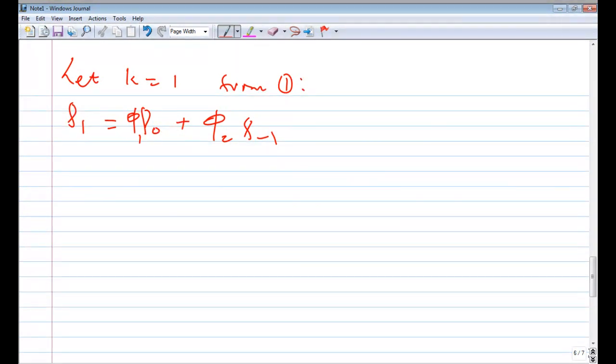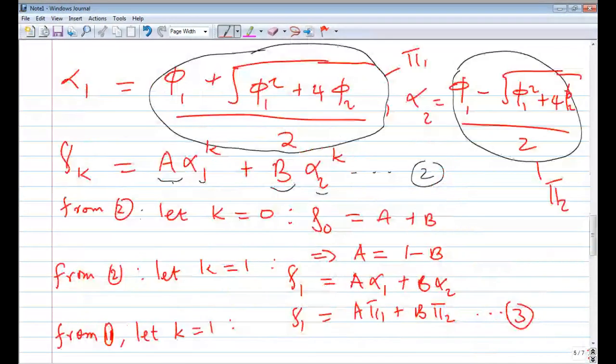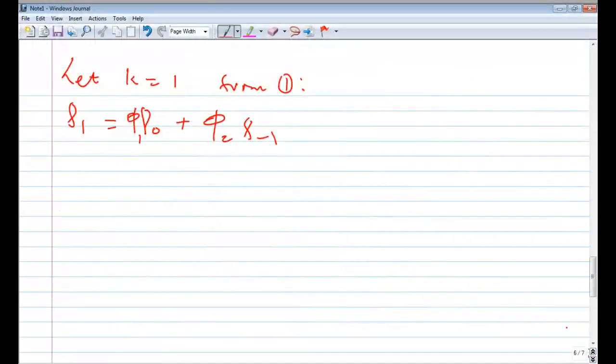Which one? The last one you just wrote. We let, from equation number 1, we let k be equal to 1. If k equals 1, here is going to be rho 1, this one is going to be rho 0, and this one is going to be rho minus 1. Okay, I see that. Then we apply the properties of autocorrelation functions. So this implies that rho 1 is equal to phi 1 plus phi 2 rho 1. You get that?